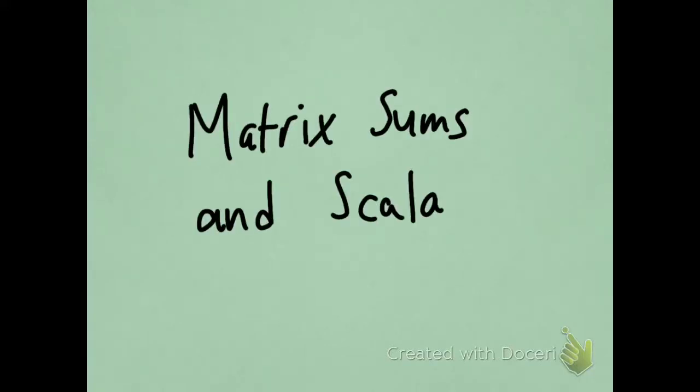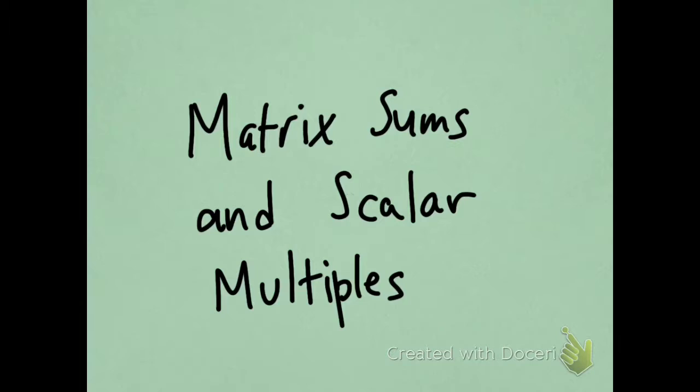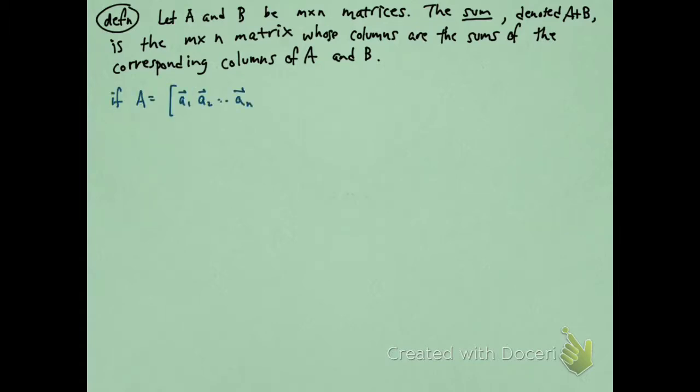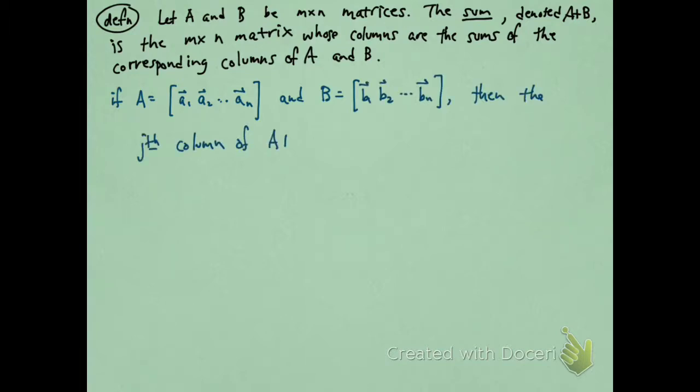So let's talk about matrix sums and scalar multiplication. Here's our definition. Suppose A and B are matrices of the same size, m by n. Then the sum, denoted A plus B, is the m by n matrix whose columns are the sums of the corresponding columns of A and B. In particular, if A has columns A1 up to An, and B has columns B1 up to Bn, then the jth column of A plus B is Aj plus Bj.